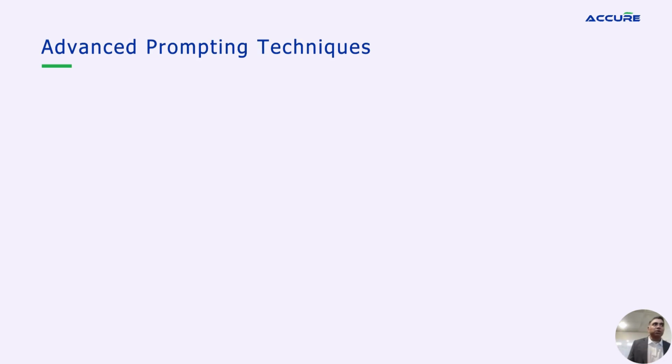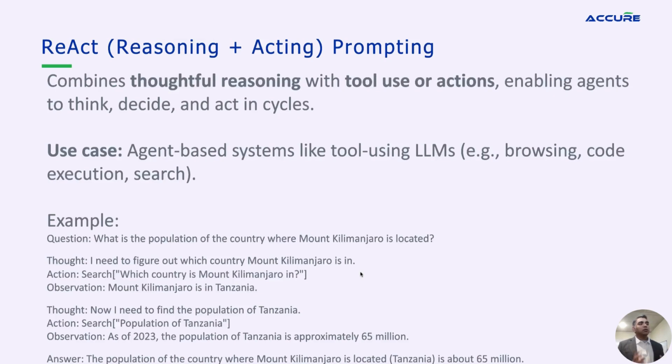Now we'll cover some advanced prompting techniques. The first one under advanced prompting techniques is called ReAct, or reasoning plus acting. In this prompt, you combine thoughtful reasoning. Remember, we had chain of thought. So you combine thoughtful reasoning and you ask LLM to use certain tools or do certain actions.